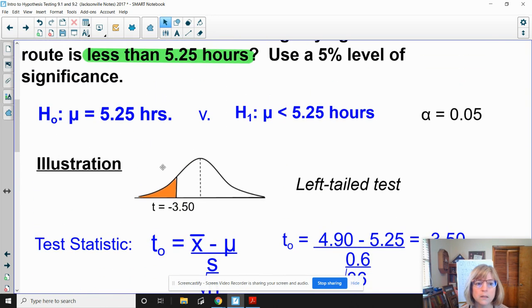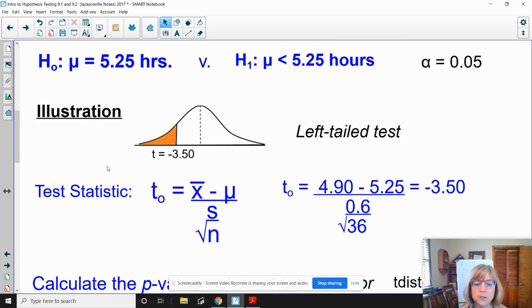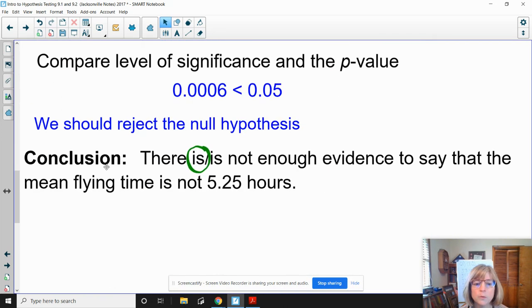We should say that the mean is not 5.25 hours. Our analysis has indicated that that's incorrect. We do have enough evidence then to say that the mean flying time is not 5.25 hours.